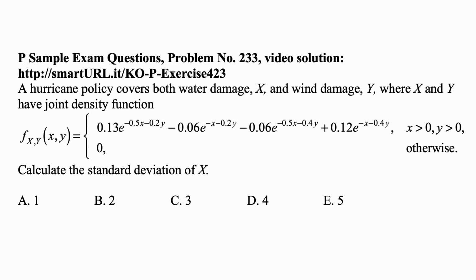Here's a problem for today for exam P on probability. A hurricane policy covers both water damage, X, and wind damage, Y, where X and Y have joint density function equal to 0.13 e to the minus 0.5x minus 0.2y minus 0.06 e to the minus x minus 0.2y minus 0.06 e to the minus 0.5x minus 0.4y plus 0.12 e to the minus x minus 0.4y for positive x and positive y and 0 otherwise. Calculate the standard deviation of X.